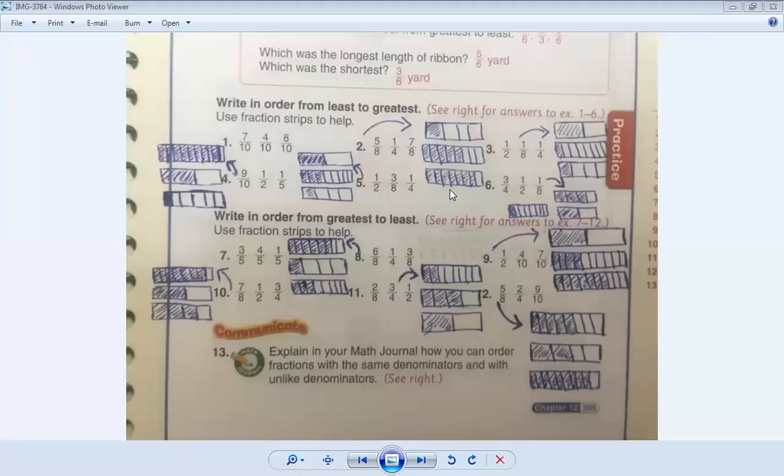Then 5 out of 8. Very good. Then 7 out of 8. Very good. Very good. Look at number 3 now.